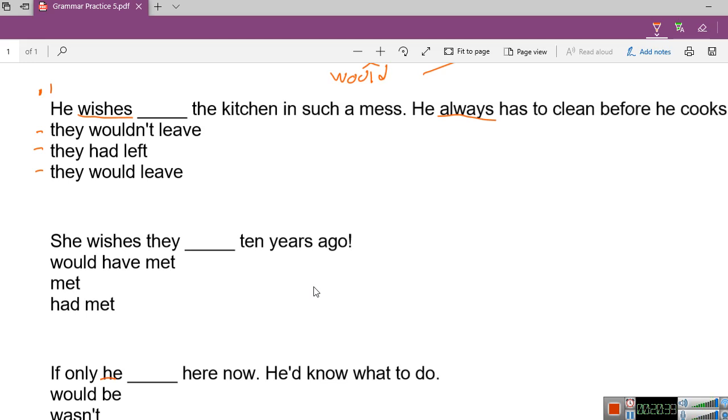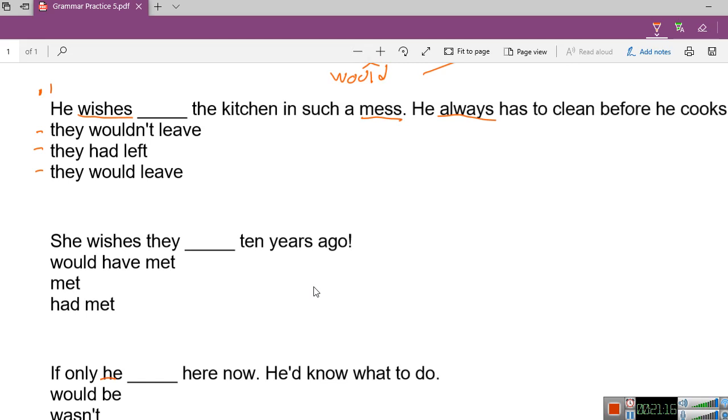He wishes... What does mess mean in such a mess? Mess, desastre, como muy sucio. He wishes they wouldn't leave. He wishes they wouldn't leave the kitchen in such a mess.